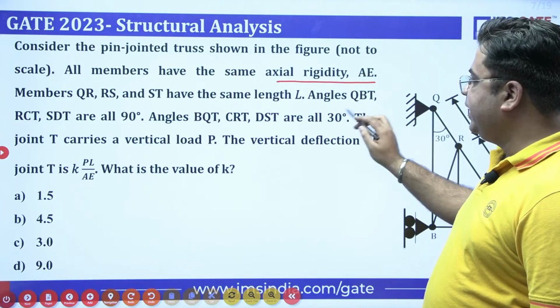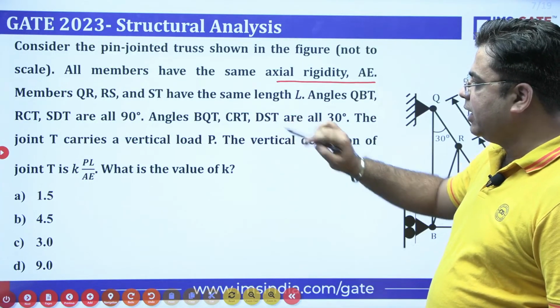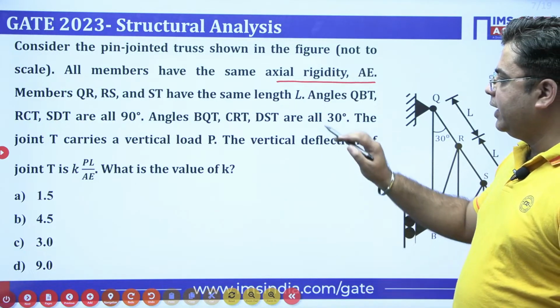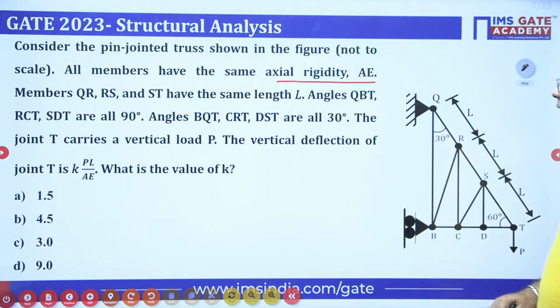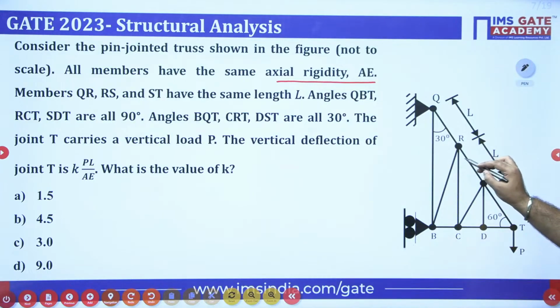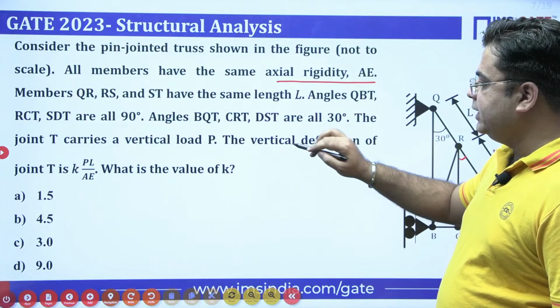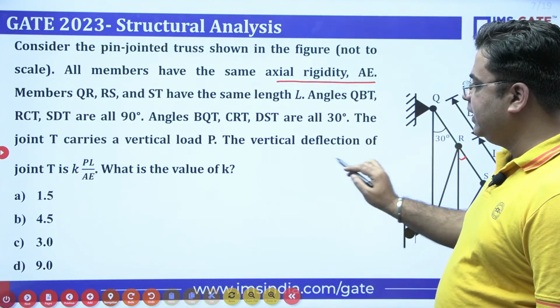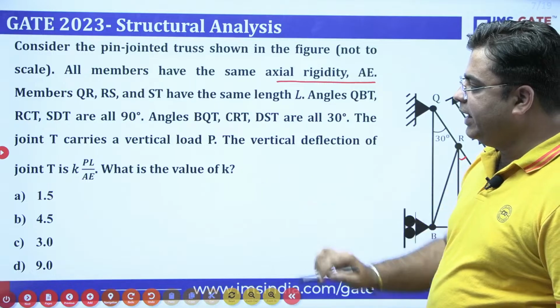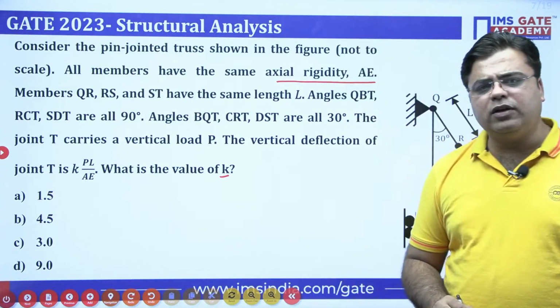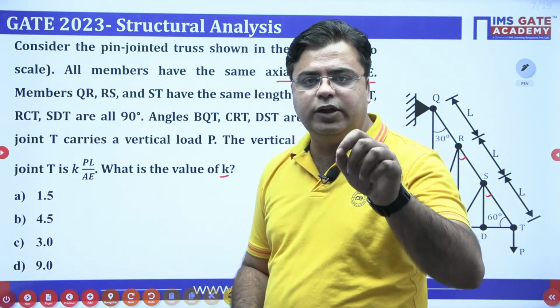Angles QBT, RCT, SDT are all 90 degrees. These are all 90-degree angles, right? Then you have angles BQT, CRT, DST are all 30 degrees, okay? The joint T carries a vertical load P. The vertical deflection of joint T is KPL by AE. Then you need to find out the value of K. So this is one of the very simple questions framed from the unit load method.